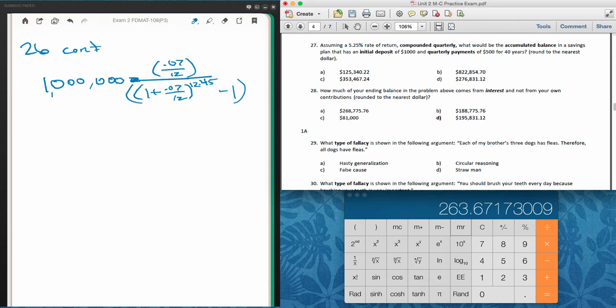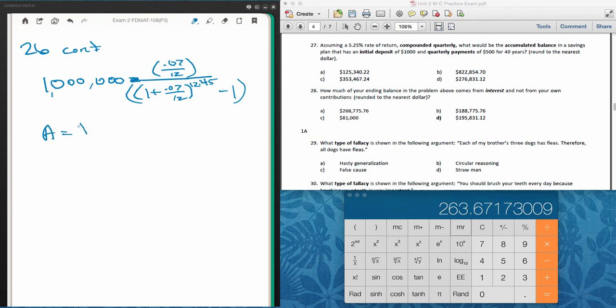All right. So assuming that a 5.25 rate of return compounded quarterly would have an accumulated balance in the savings plan, has an initial deposit of $100,000 and quarterly payments of $500 for 40 years, round to the nearest dollar. Okay, so this one does have an initial deposit that we have to consider, and then we also have payments.